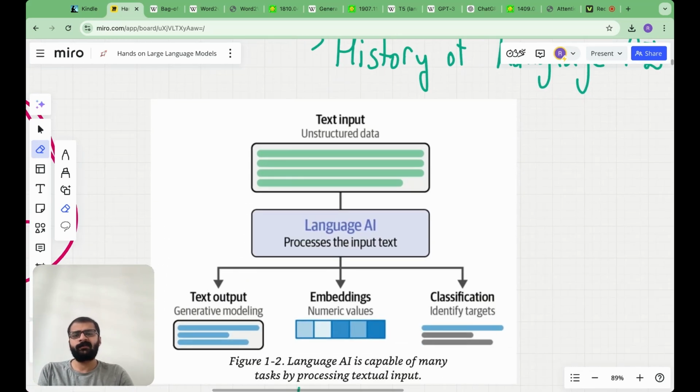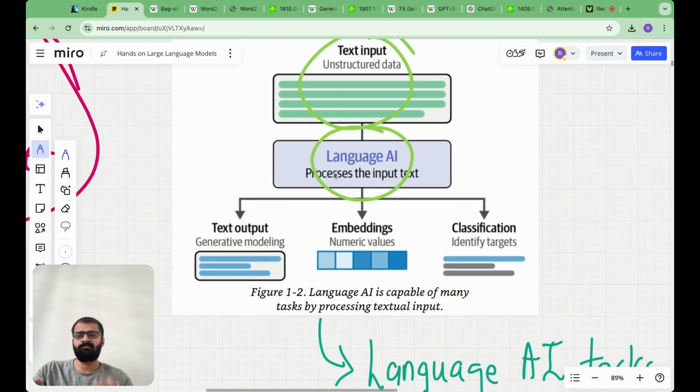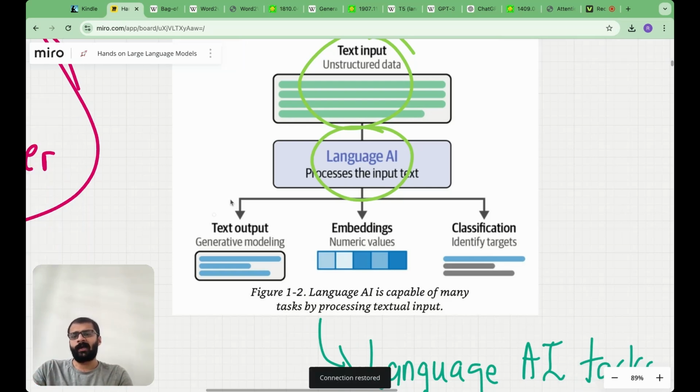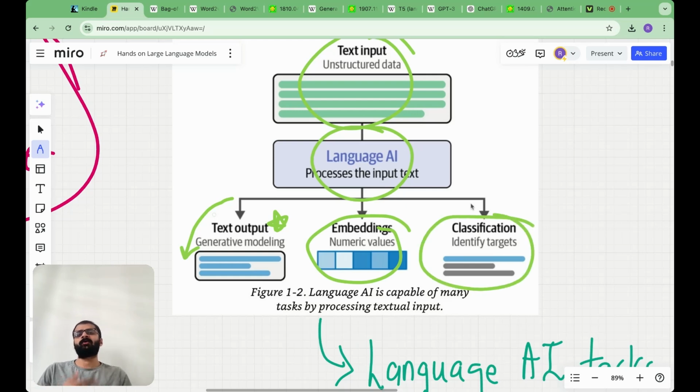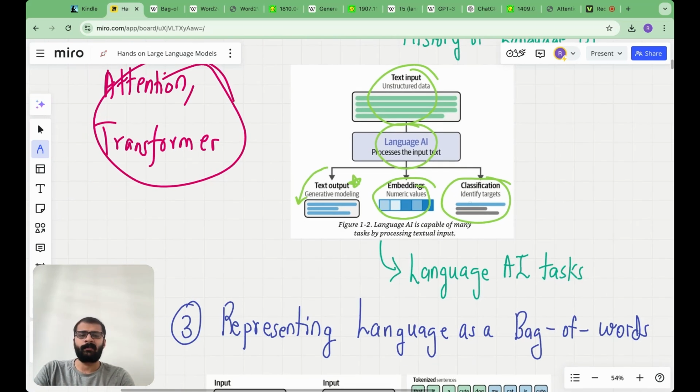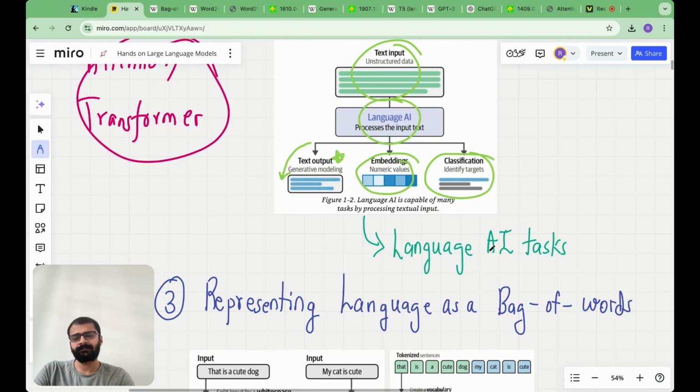So the main purpose of natural language processing, or language AI, is to essentially take text input and convert it into mathematical representations, which does one of the following things. You can develop a generative model out of it which predicts the next token given the text, or it generates an image based on the text, or we can convert the text into token embeddings, or we can use the text for a classification problem like classifying an email into spam versus not spam, etc. So these are the tasks performed by language AI.